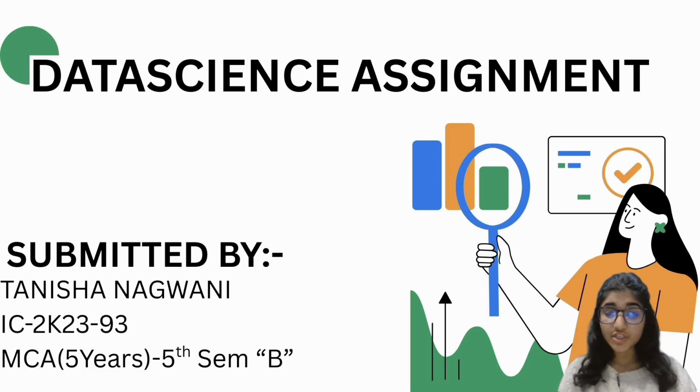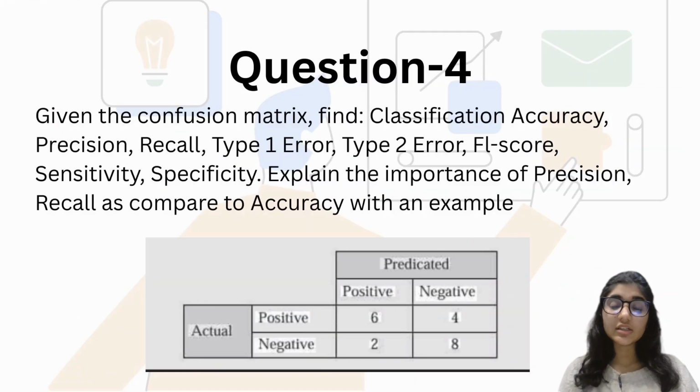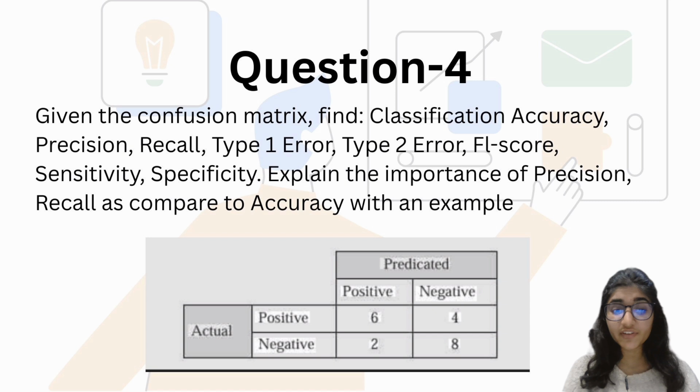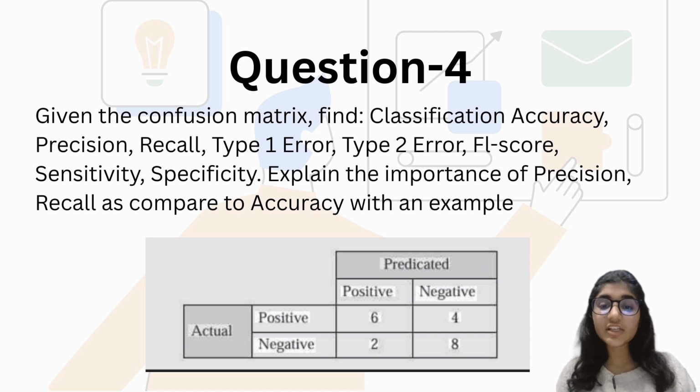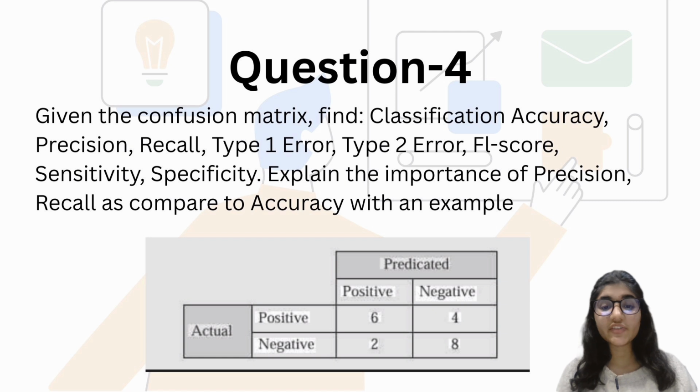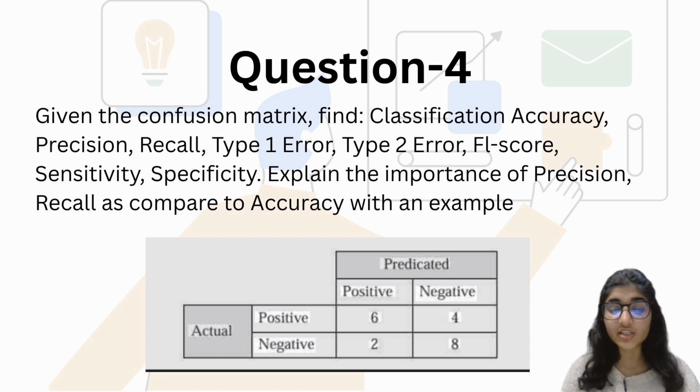Now moving on to question 4 of the data science assignment. Given the confusion matrix, find classification accuracy, precision, recall, type 1 error, type 2 error, F1 score, sensitivity, specificity, and explain the importance of precision and recall as compared to accuracy with an example. In this table, we have the predicted positive and negative values and the actual positive and negative values.